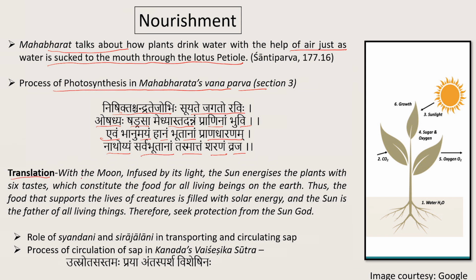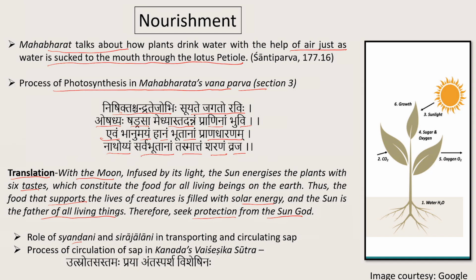Translation is, with the moon infused by its light, the sun energizes the plants with the six tastes which constitute the food for all living beings on the earth. Thus, the food that supports the lives of creatures is filled with solar energy, and the sun is the father of all living things. Therefore, seek protection from the sun god.